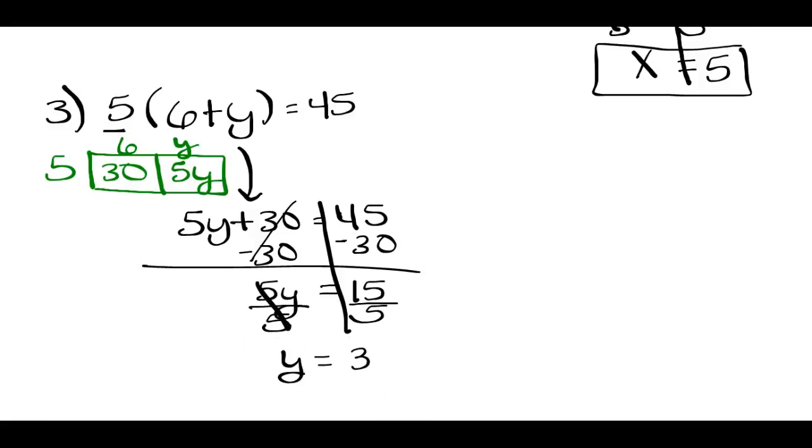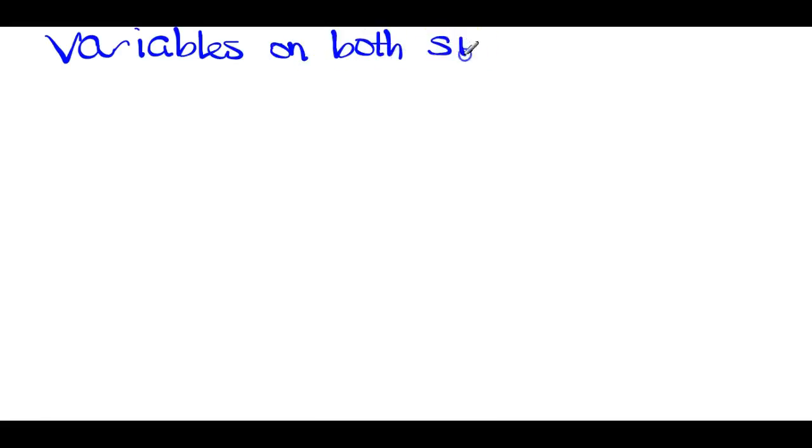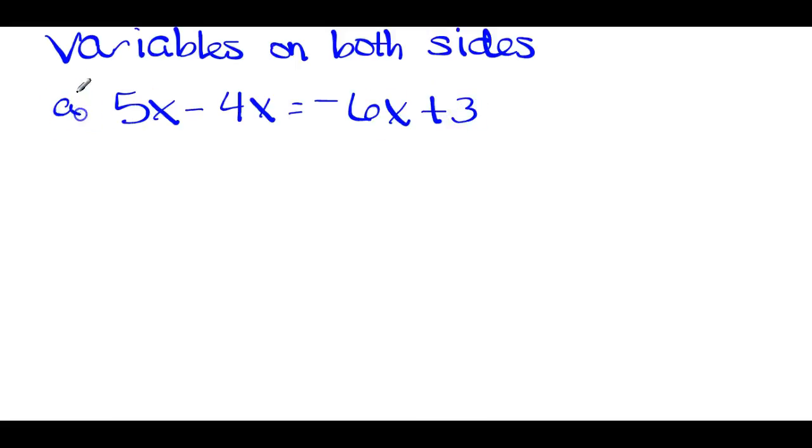We're going to do some more though because I just want to show you guys what happens when we have variables on both sides. So we might have 5x minus 4x equals negative 6x plus 3. I know this looks super way complicated. It's not. So the first thing we have to check, is there anything that can be combined that's on the same side of the equal sign that I don't have to move?